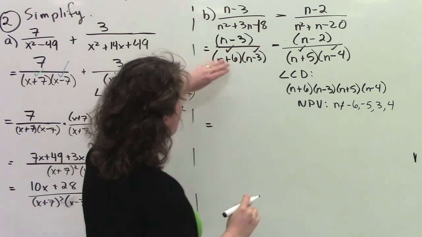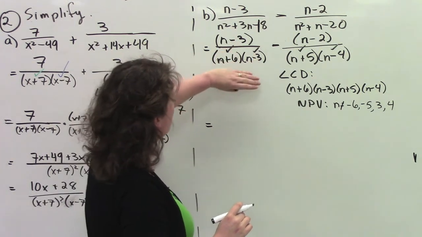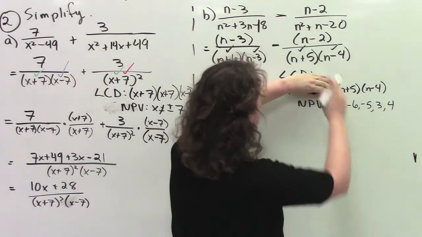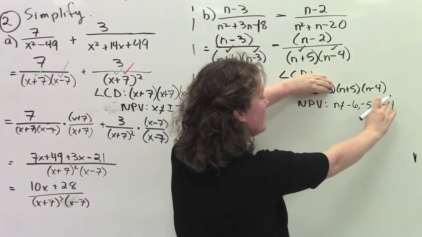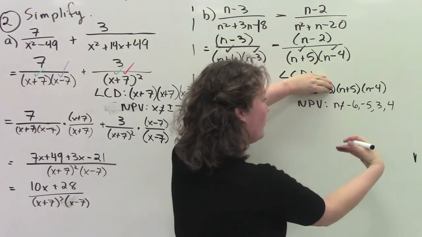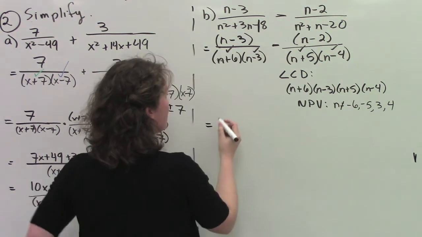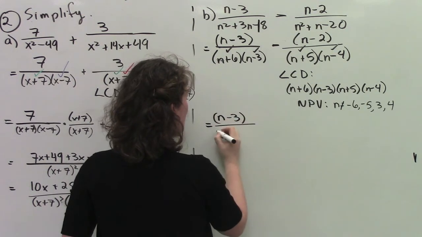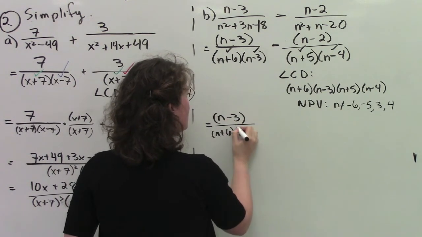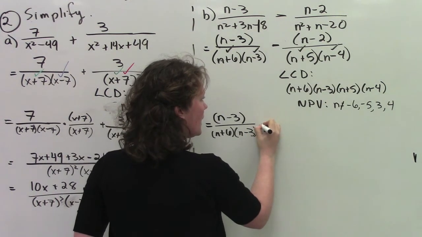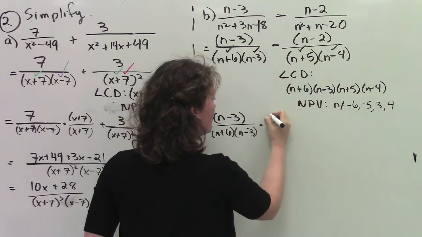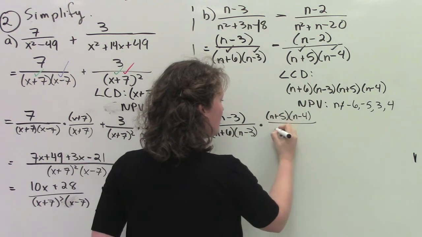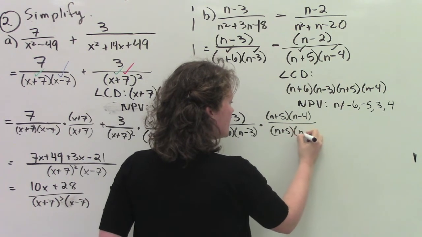So now what I need to do is consider what I need to multiply here by. So n plus 6 times n minus 3. What I need to multiply this by is n plus 5 times n minus 4 over n plus 5 times n minus 4. So we have the original n minus 3 over n plus 6, n minus 3 times what's left over in the denominator, n plus 5 times n minus 4, all over n plus 5 times n minus 4.